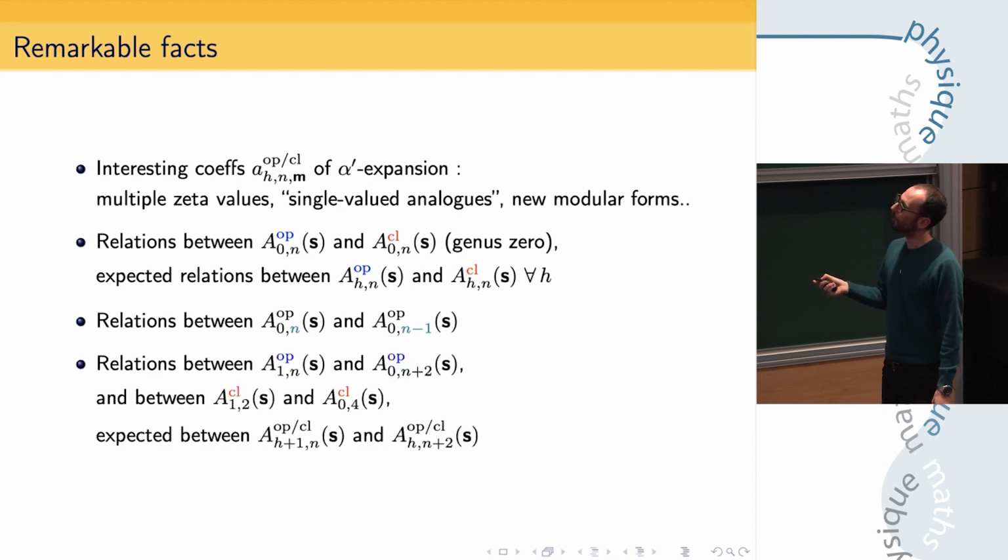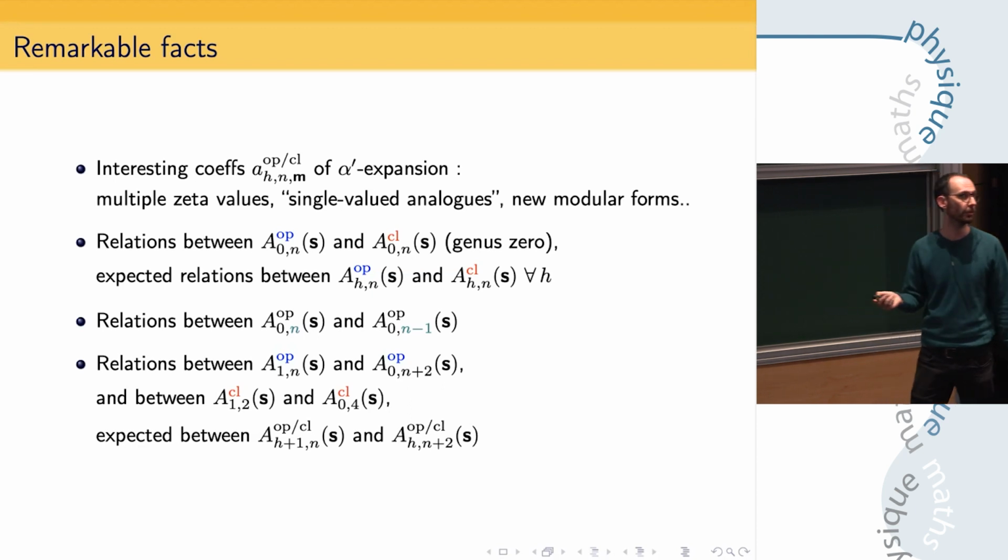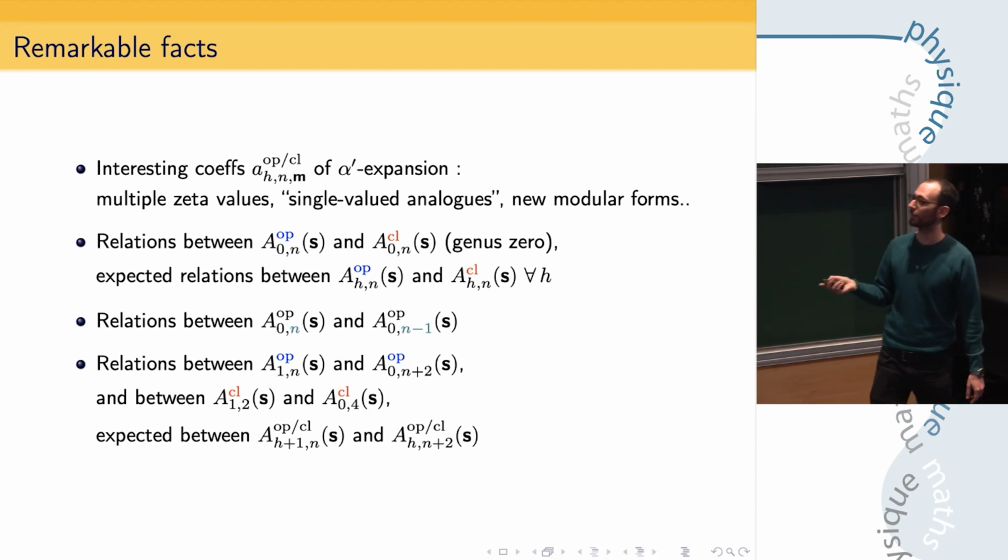And then there are also relations between different genera. So it's known that for any number of strings n, there are relations between A open 1,n and A open 0,n plus 2. And in the closed string case, the same thing, but just in the case n equal 2. And these kinds of relations are expected for any h. And I will also say something about this.